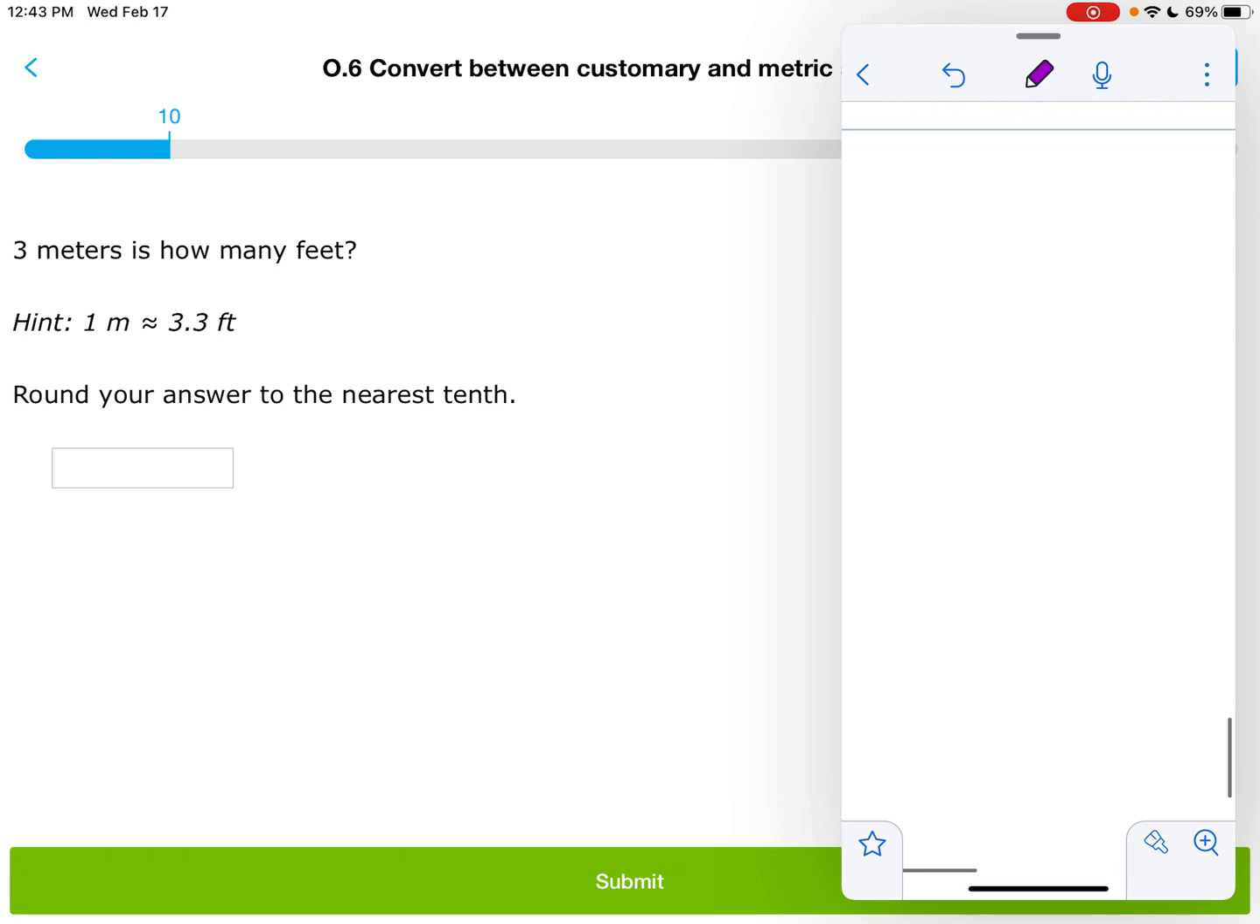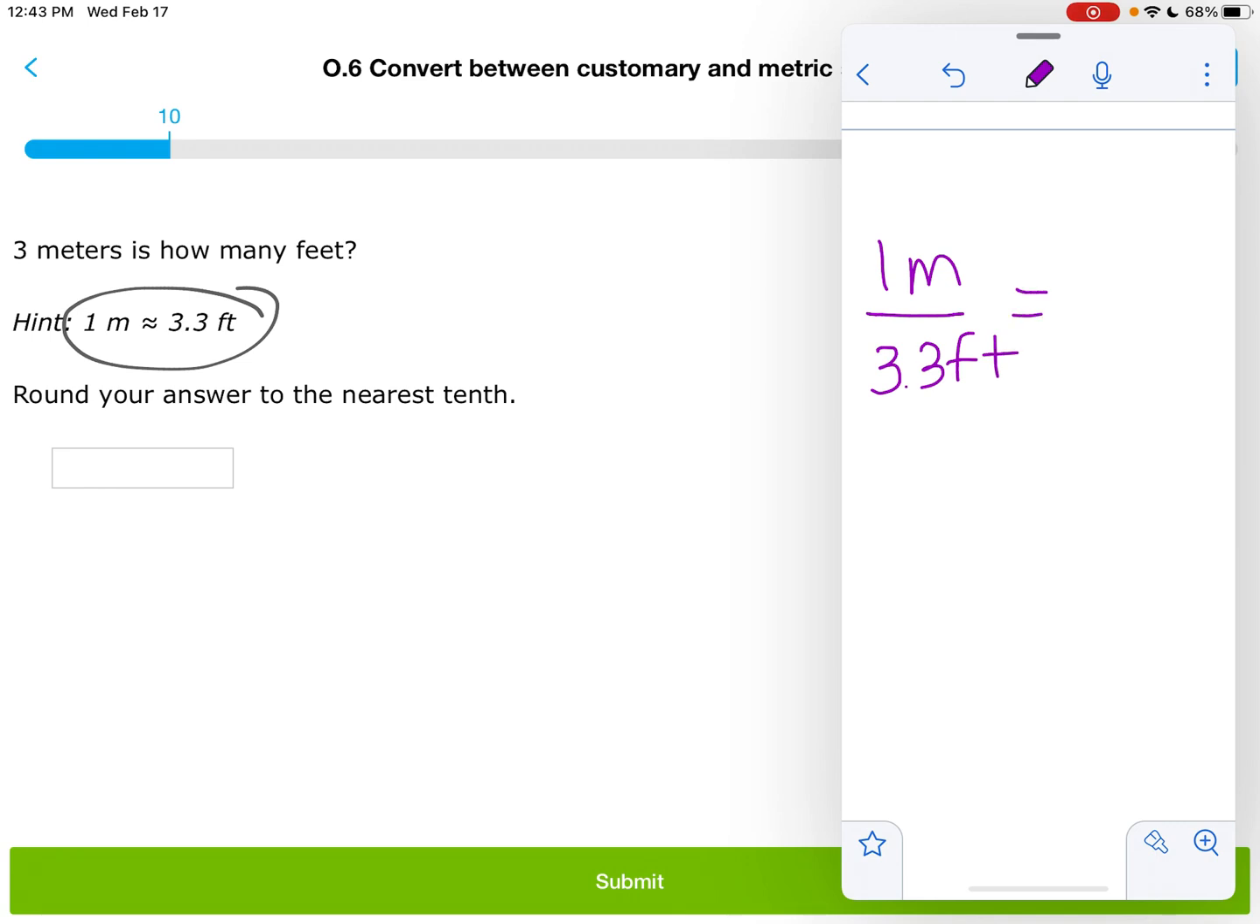This time they say 3 meters is how many feet? So let's set up our proportion. They tell us 1 meter is equal to 3.3 feet. So that's our first ratio. 1 meter over 3.3 feet. And we set that equal to, we want to figure out how many feet are in 3 meters. So the 3 goes on top, and our x is the bottom because we don't know how many feet are in 3 meters, excuse me.